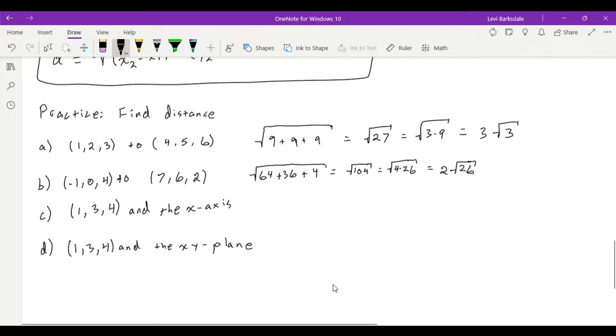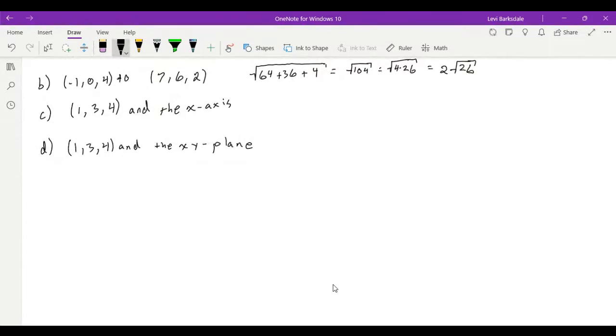Part C is a bit different because rather than finding the distance from a point to another point, we're asked to find the distance from a point to the x-axis. So let's actually just go ahead and think about what points on the x-axis look like. Points on the x-axis are always going to take the form x, 0, 0, where this x can be any number. So if I actually just plug this point into my equation, what I get is x minus 1 squared plus 0 minus 3 squared is 9, and 0 minus 4 squared is 16.